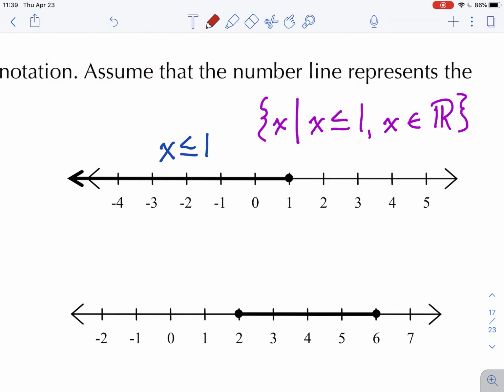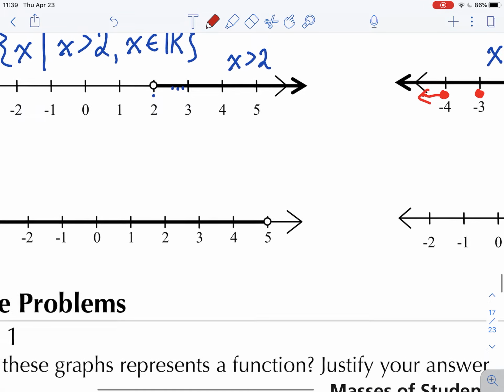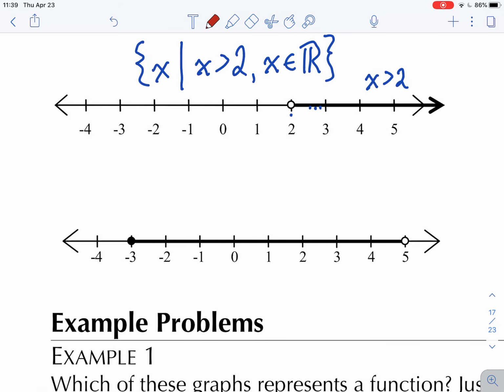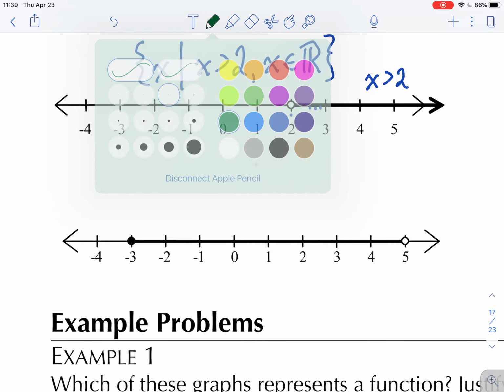Now, how would this look if x wasn't an element of the real numbers, but x could only be integers? I'm going to do this one in red. On the graph, it would look like this. You would just put dots at every integer and then have a little arrow going that way. And for the red one, this would now be x such that x is less than or equal to 1, and x is an element of the integers. I always use Z for integers. You could use capital I as well.